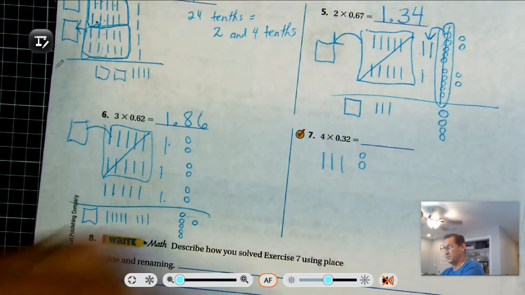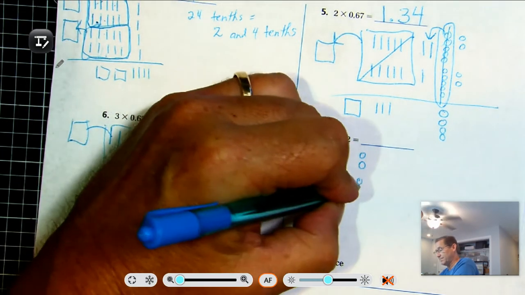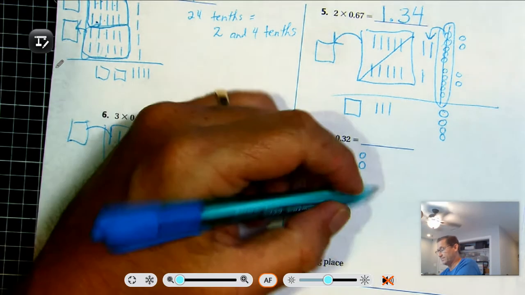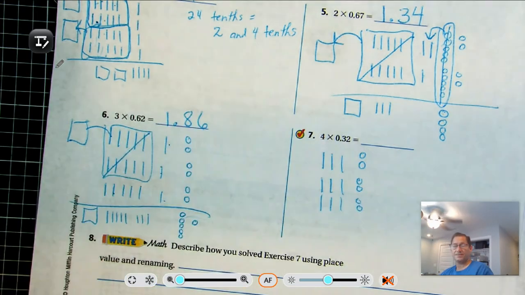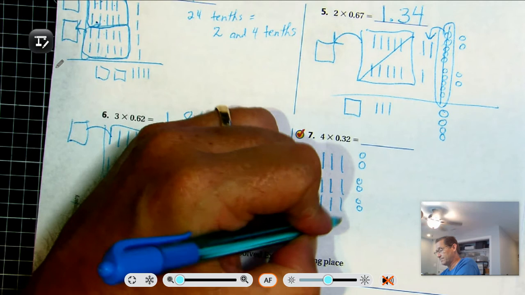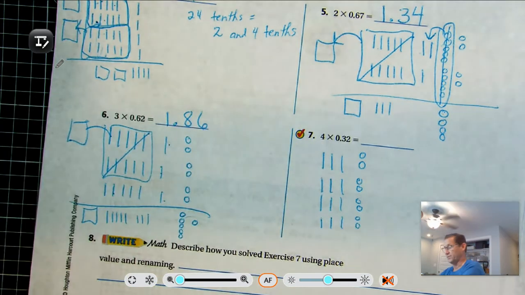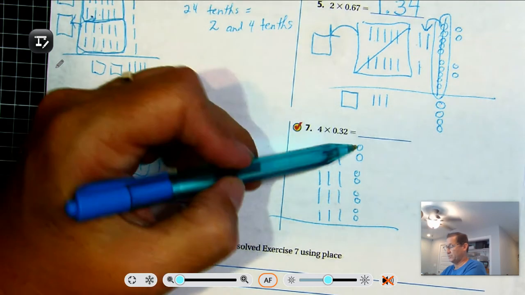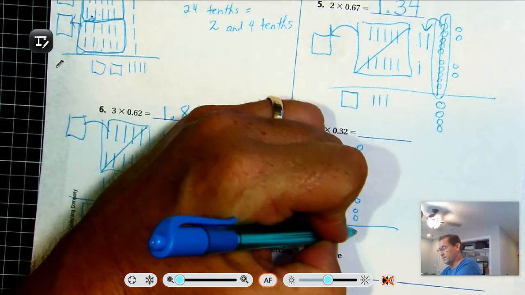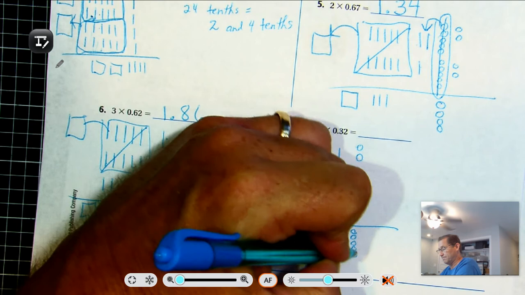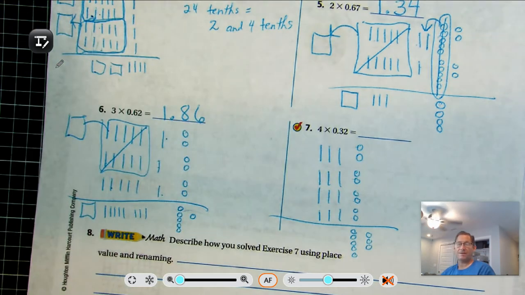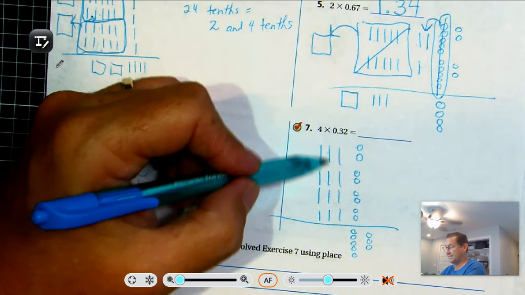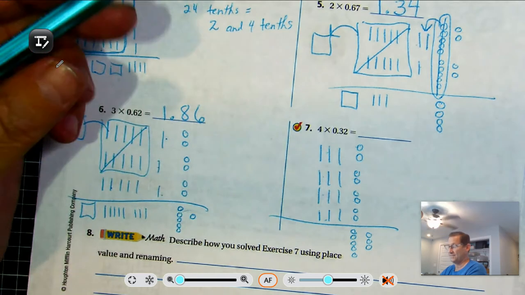Number 7, 4 and 32 hundredths. Okay, that's one set of 32 hundredths, two sets of 32 hundredths, three sets of 32 hundredths, four sets of 32 hundredths. Combine the hundredths. 2, 4, 6, 8. No need to regroup. Okay, now let's add our tenths. 3, 6, 9, 12 tenths.